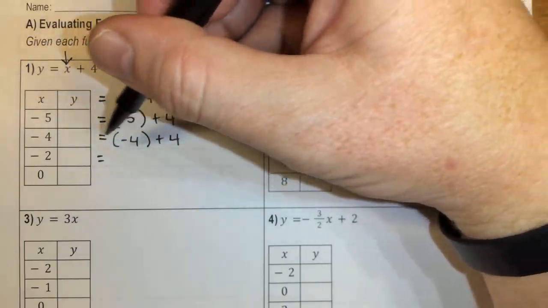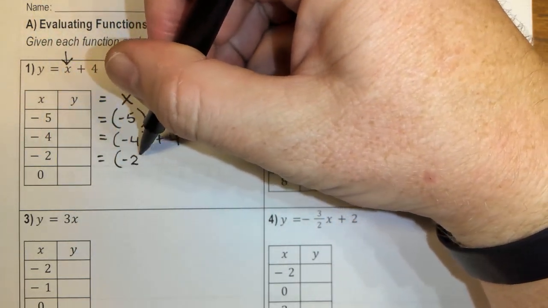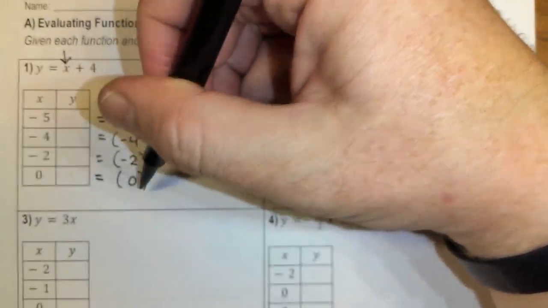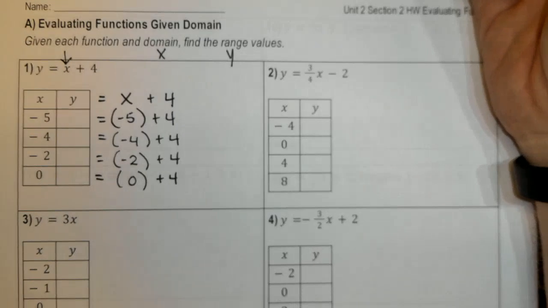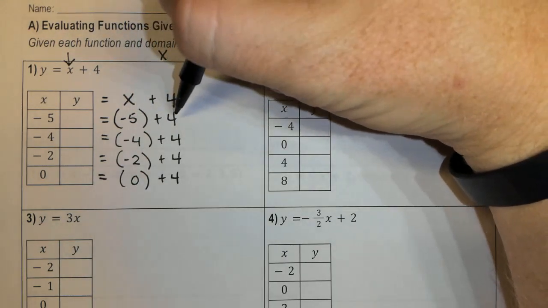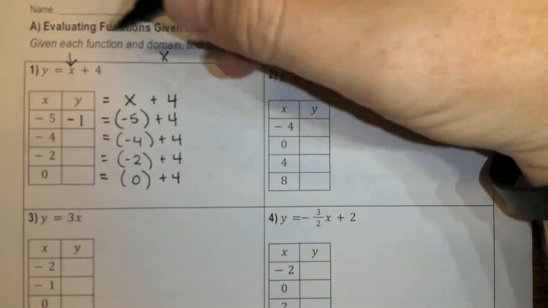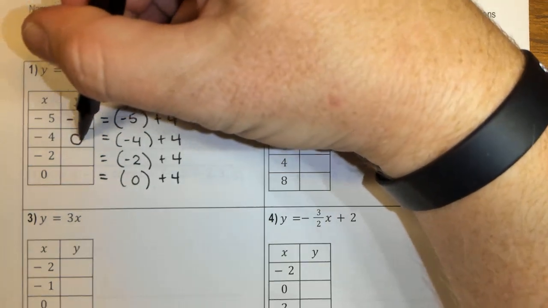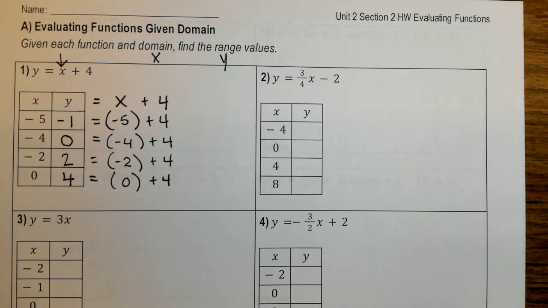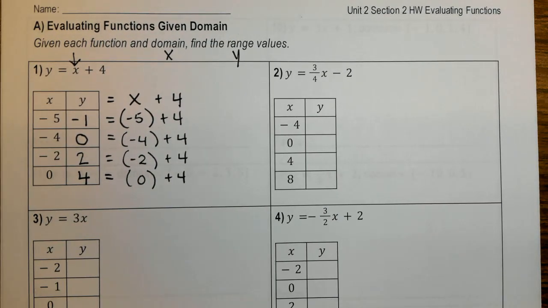So this y is -2 plus 4. And this last y is 0 plus 4. Then all you do is add all these up, right? So we have -5 plus 4, -1, -4 plus 4, 0, -2 plus 4, 2, and 0 plus 4 is 4. And that's it. Once we have our y values, that's our range that it's asking for. We don't have to do anything else.